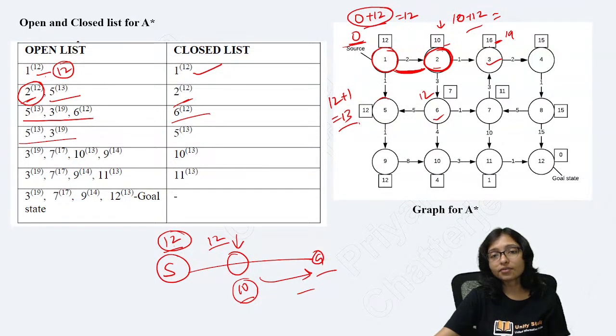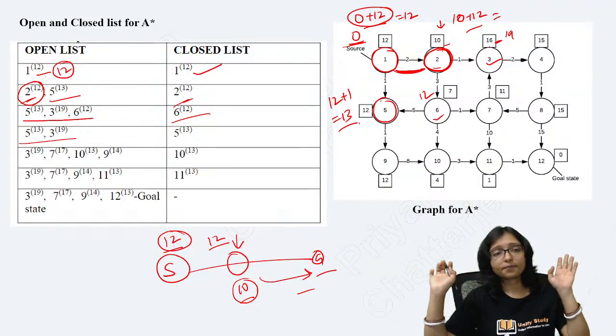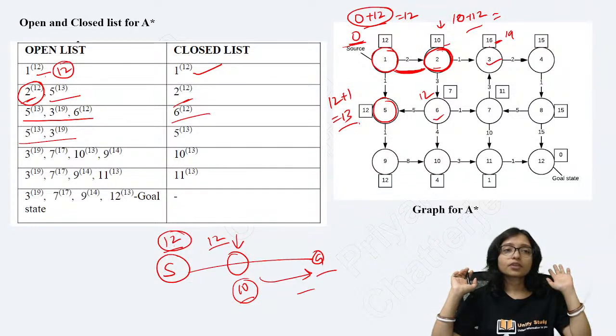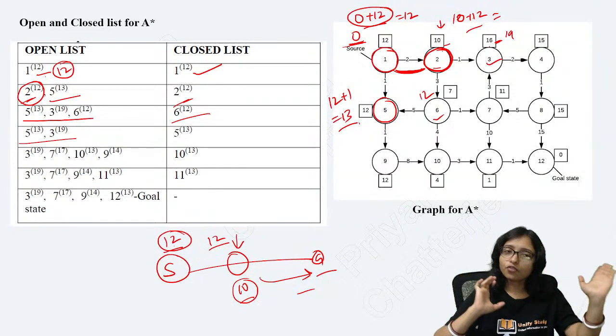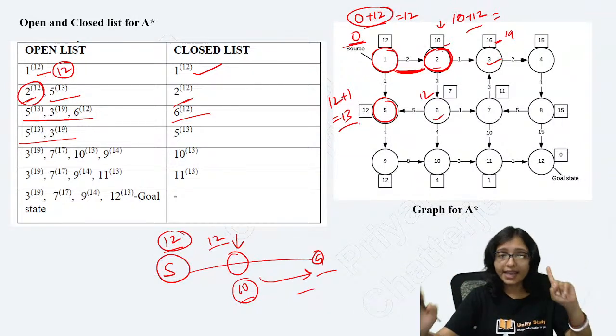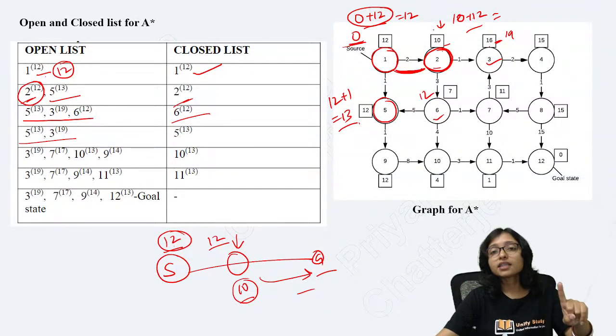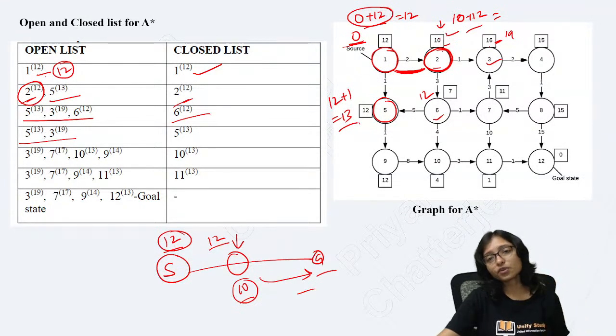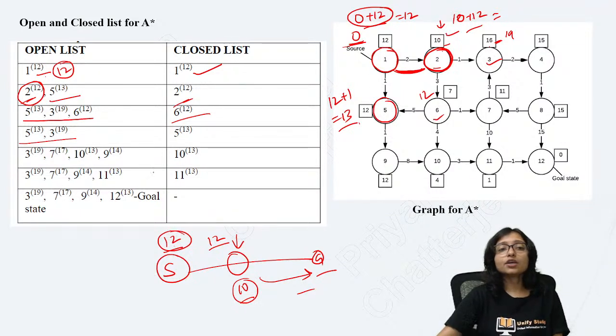Then I am in the 5. The concept is the same. Only the extra addition is the heuristic value. Just like uniform cost search, same way we are going ahead. The extra addition is the heuristic value. Other than that, no extra addition. So finally you are able to reach the goal node with the value 13.